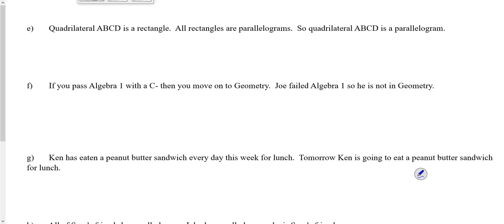All right, on to the next one, letter E. Quadrilateral ABCD is a rectangle. All rectangles are parallelograms. So quadrilateral ABCD is a parallelogram. So think about that for a moment. Do you think it's deductive or inductive? Dealing with facts, or is there some room for error? Is it based off observations or facts?